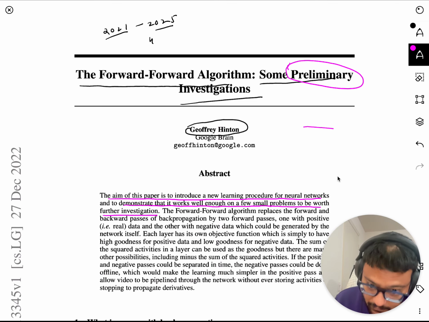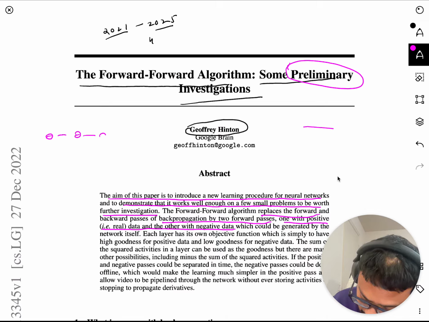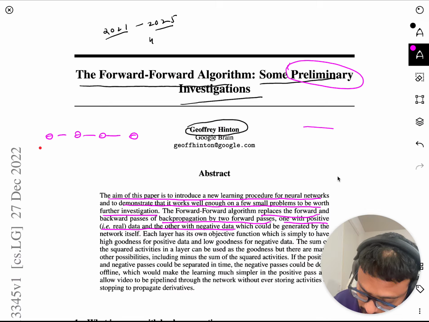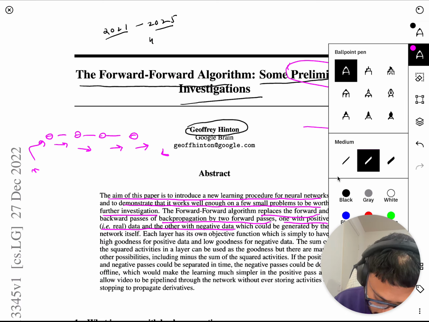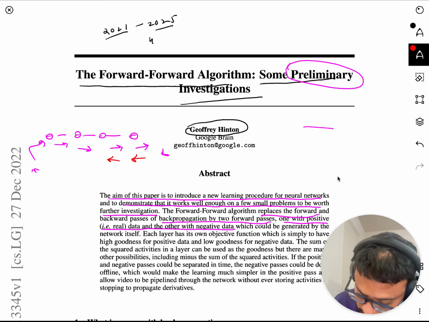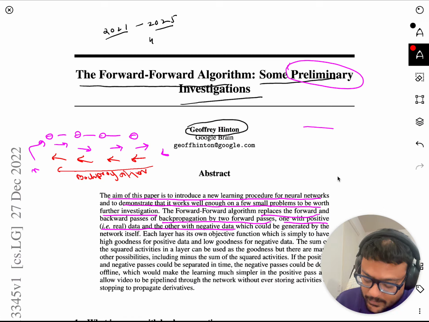Okay, so now let's go through the other part. He says that the forward-forward algorithm replaces the forward and backward pass of backpropagation with two forward passes, one with positive data and one with negative data. In a standard neural net, when you are doing backpropagation, you feed your input in and it goes through the network, and that's called the forward propagation step. Then you compute the loss and gradually come back, so this is the second pass, the backpropagation.